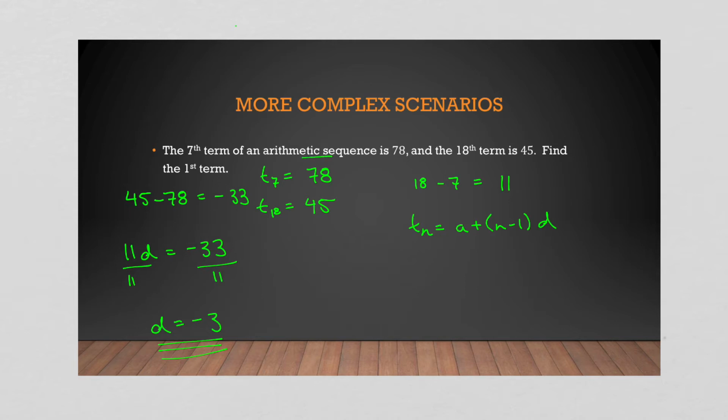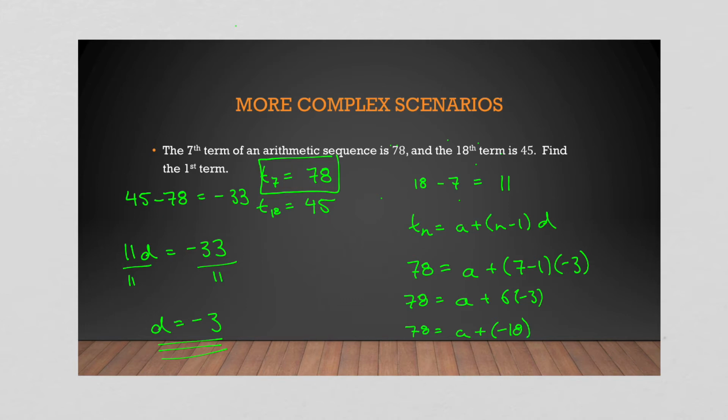I'm going to use T7 in this instance. So I know that T7 is 78. We don't know A, that's what we're trying to solve for. I know that n is then 7, and I just solved for my D of negative 3. So then we just do a bit of computation followed by algebra. We get 6 times negative 3. I'm getting ahead of myself. 6 times negative 3. So we get 78 equals A plus negative 18, which is the same as minus 18.